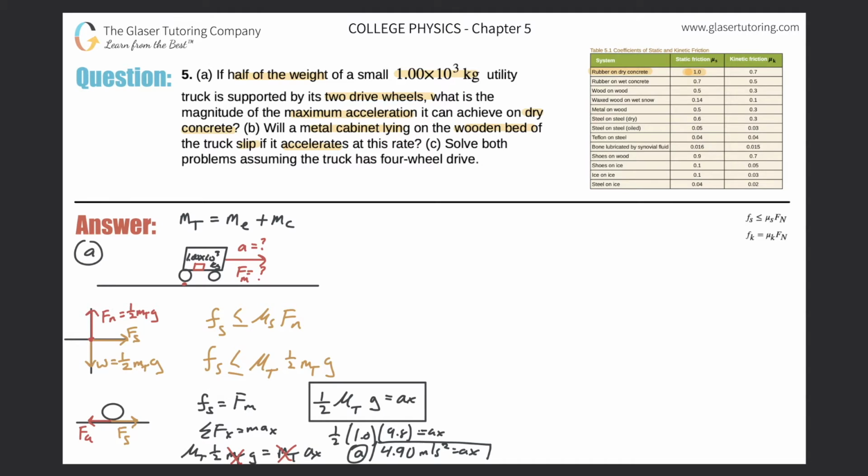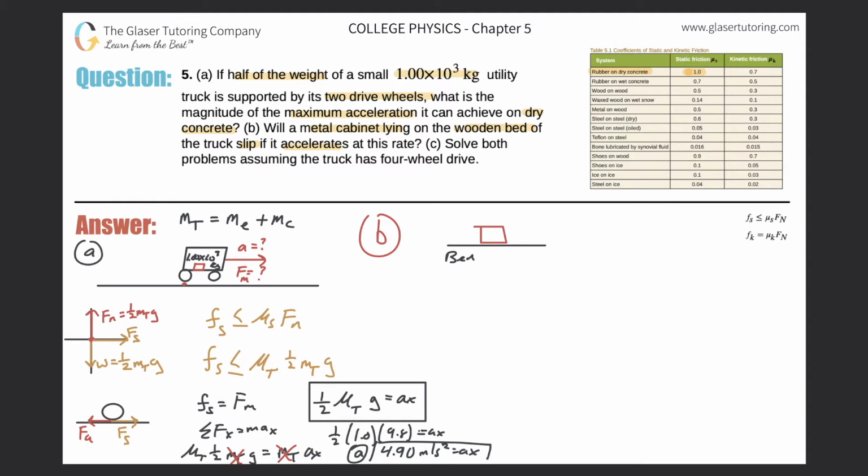Okay, now let's take a look at part B. So let's detail it here now. Again, I'm going to try to be very general. I'm going to work through formulas in this problem because it'll make it a lot clearer. So here, assume that this now is the bed of the truck, not the road anymore. I'll write that. This is the bed of the truck. And we have this cabinet now lying on it.